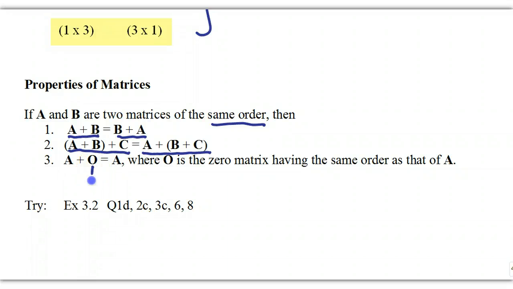And if you have a zero matrix or a null matrix, remember a zero matrix is where all the elements inside the matrix are 0. Of course, the matrix has to be the same order as the matrix A. Then you find that A plus 0 will still give you A. So this is really similar to the laws of addition.